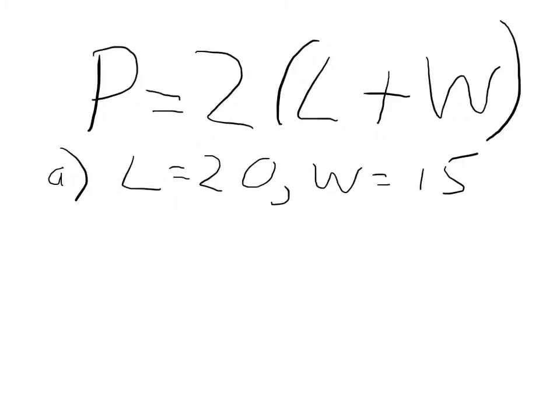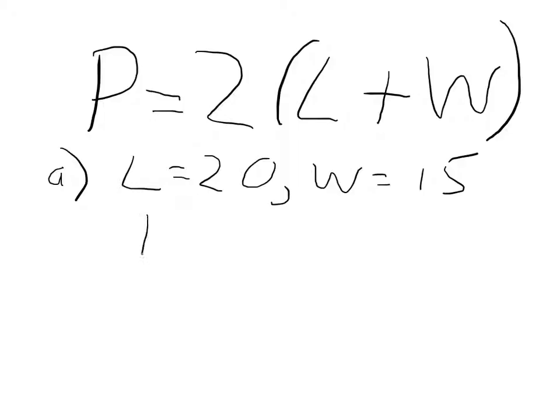I'm sorry, I should have said that the P stands for perimeter in this one, L stands for length, and W stands for width. But as you can see, you wouldn't really have to know that. As long as I tell you what the relationship between L, W, and P is, all you have to know is L is 20, W is 15. You can find what P is even if you don't know its perimeter.